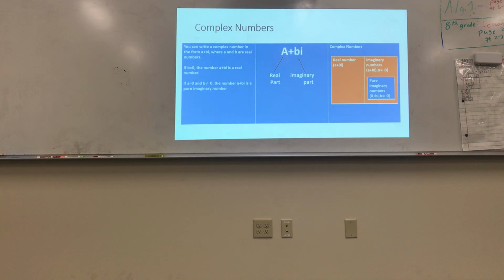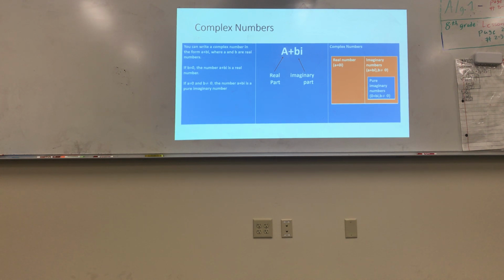Alright, complex numbers. You can write a complex number in the form a plus bi, where a and b are real numbers. If b equals 0, the number a plus bi is a real number. So b equals 0, 0 times i is going to give me 0. That rule is still in effect, so you're just going to get a real number.